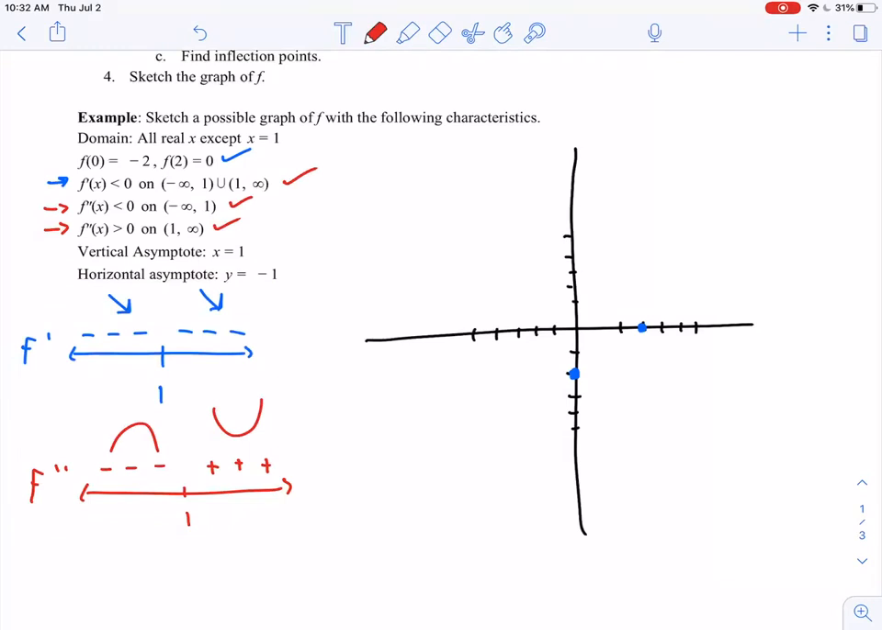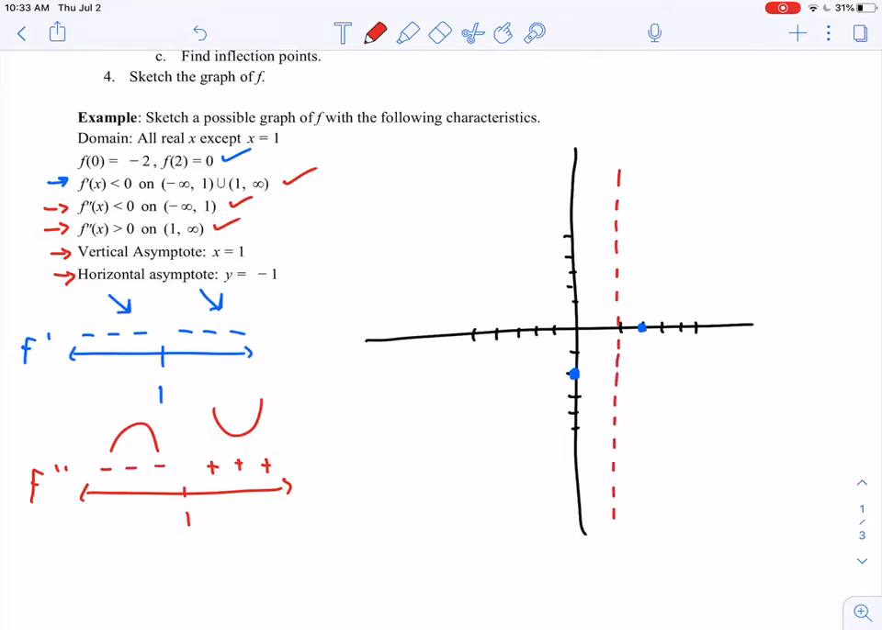Last pieces of information it gives us, it says there's a vertical asymptote at x equals 1, and there's a horizontal asymptote at y equals negative 1. If you have that piece of information, I think that's incredibly helpful here. So I have a vertical asymptote, it says at x equals 1, so we have a vertical asymptote, let's say right here.